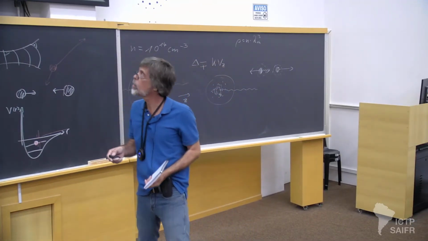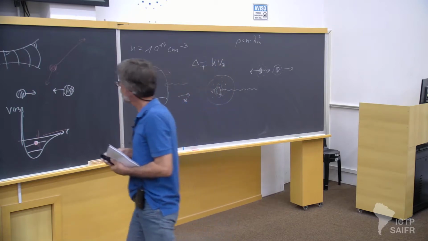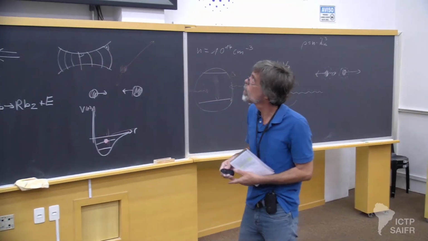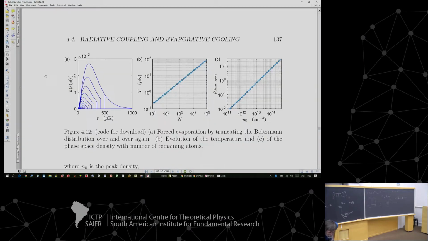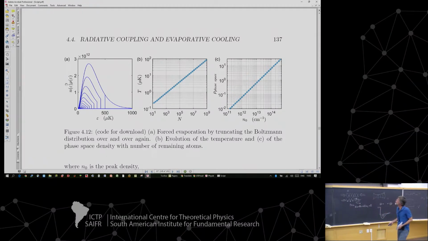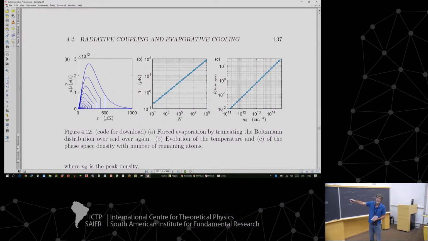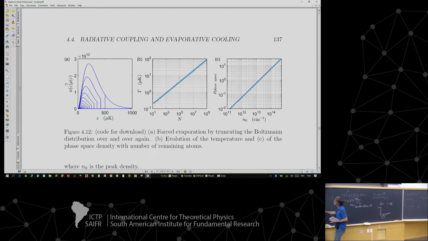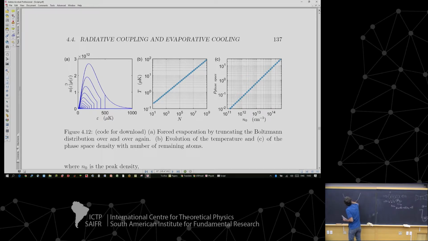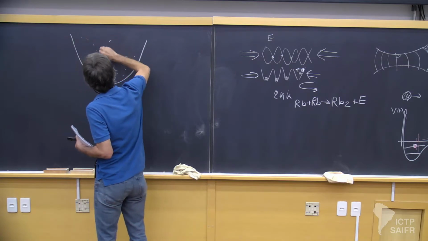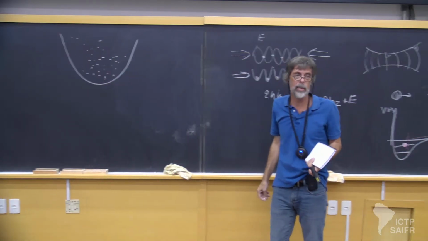So let me do this qualitatively. When you have a thermal gas, the energy distribution will follow a Maxwell-Boltzmann distribution, like this here. So this is the energy distribution of a thermal atomic gas in your trap. Now, if you imagine your atomic cloud is trapped within a trapping potential, if the trapping potential is very deep here, you can trap an atomic gas with pretty high temperature.